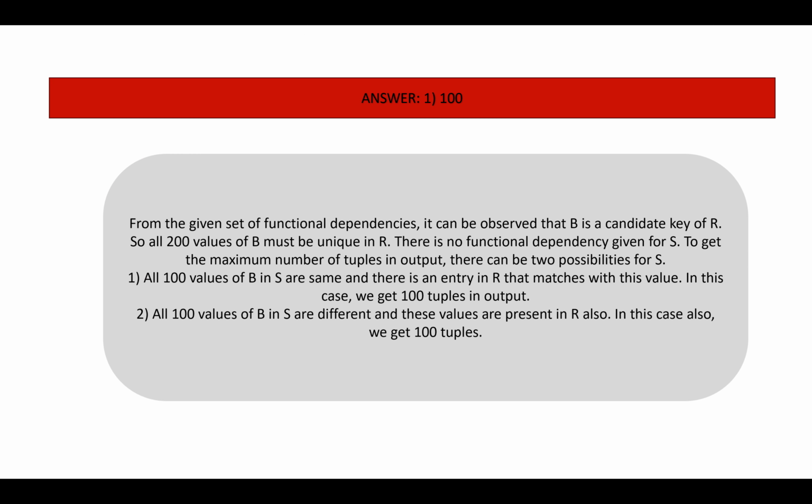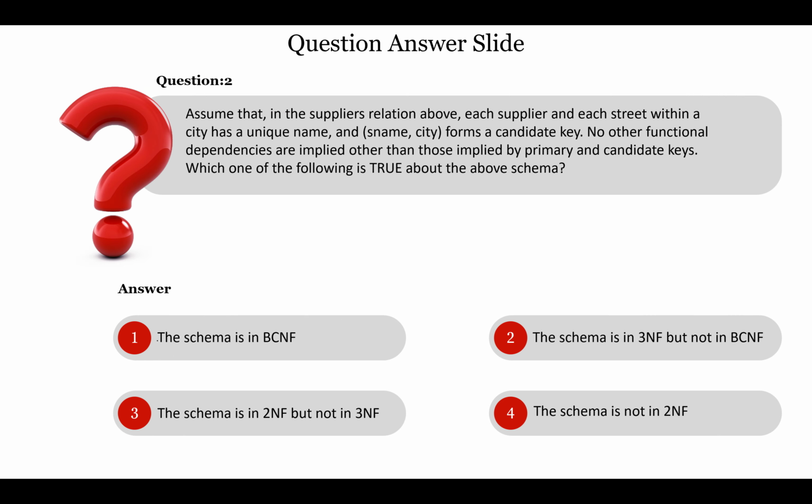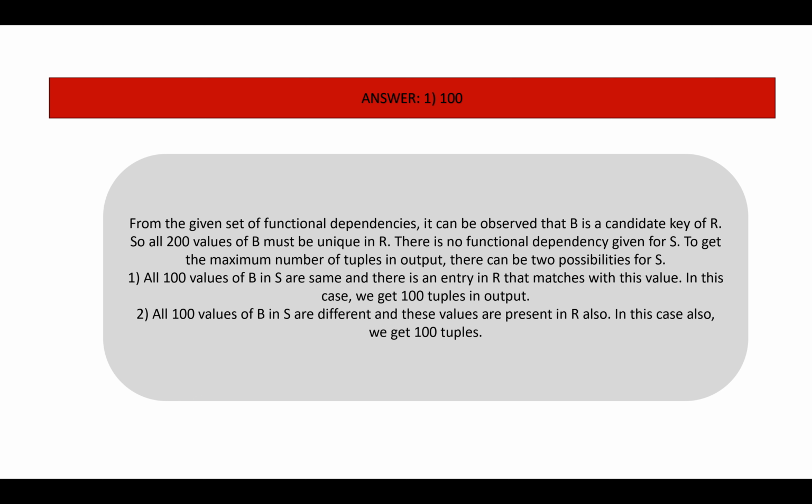So to solve this, from the given set of functional dependencies, it can be observed that B is a candidate key of R. So all 200 values of B must be unique in R. There is no functional dependency given for S. So to get the maximum number of tuples in output, there can be only two possibilities of S.